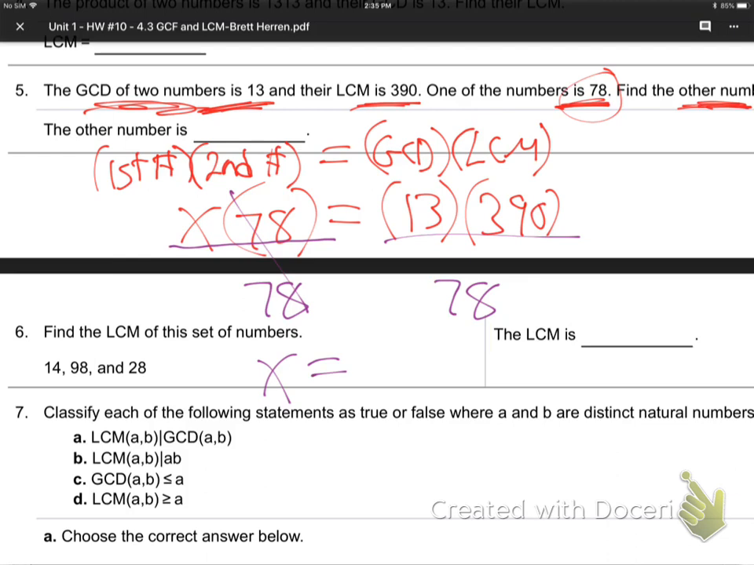So X will equal, then just hit the buttons on your calculator. Just take 13 times 390 divided by 78. Let me know what the answer is. 65? 65. The other number must be 65. So it's kind of interesting. If you know the GCD and LCM of two numbers, and you know one of the numbers, you can find the other. It's kind of a surprising little truth. All right, we better move on.